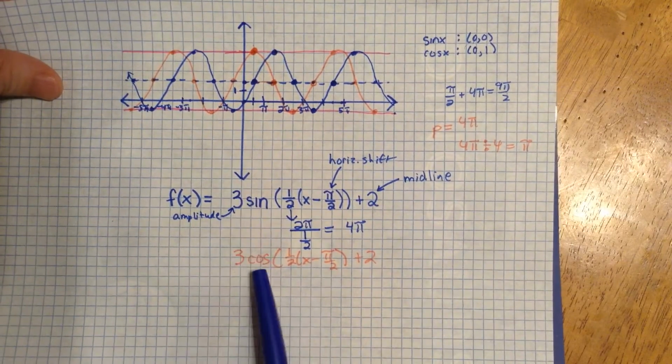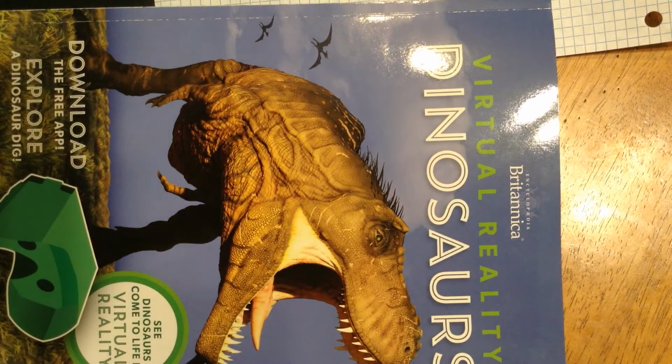We'll do one with the negative values of these, and then we'll look at a graph that's already made.